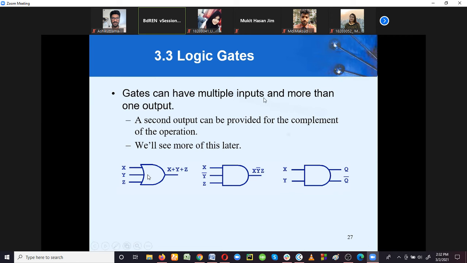A gate can have multiple inputs and more than one output. A second output can be provided for the complement of the operation. We will see more of this later. Okay, let's see.